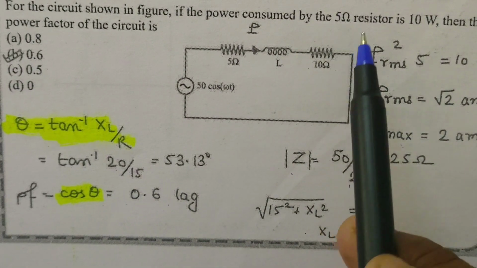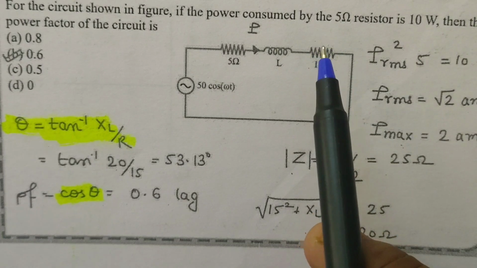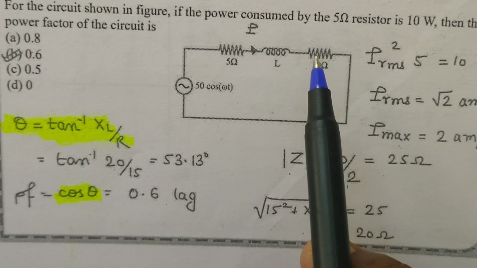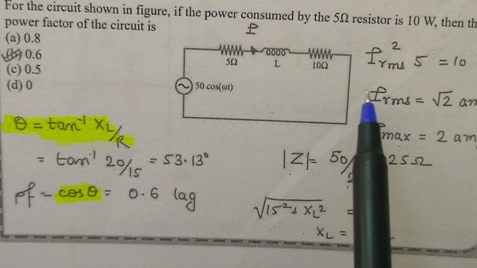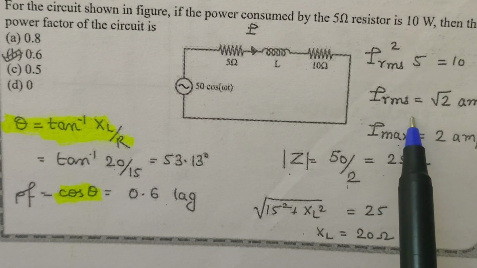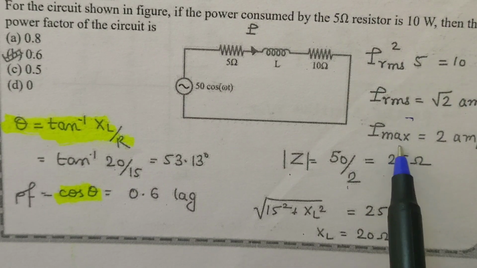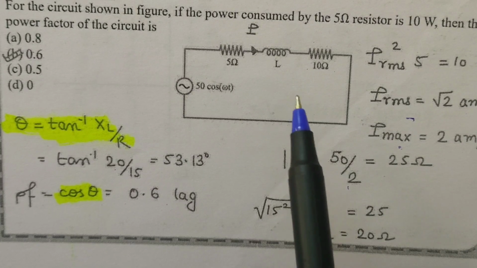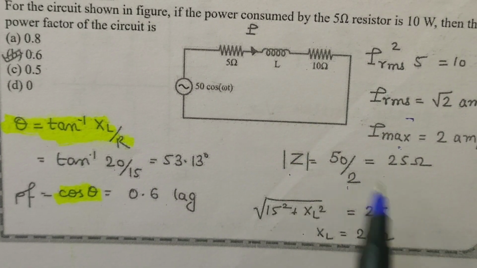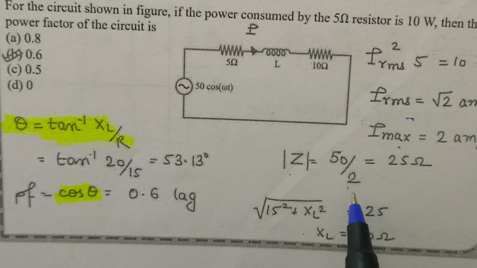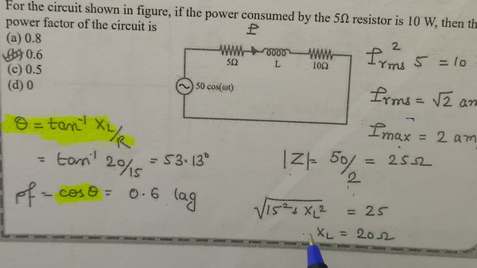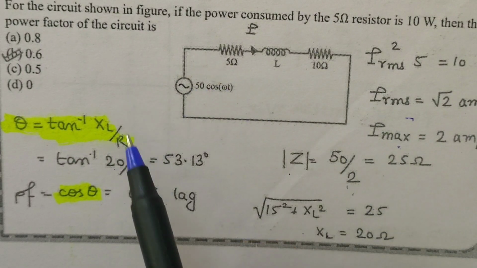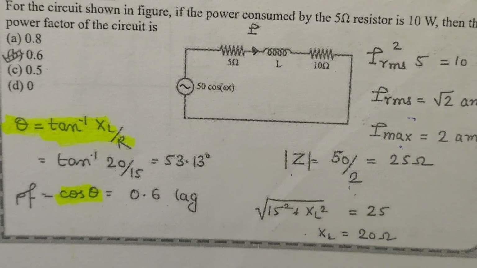Here, if the power consumed by the resistor is asked, you will take current as the RMS value. You will find the maximum value, and this maximum value will be the same in the series circuit. From that you will find the impedance. From that impedance you will find XL. From that you will find theta, and the power factor is cos theta.